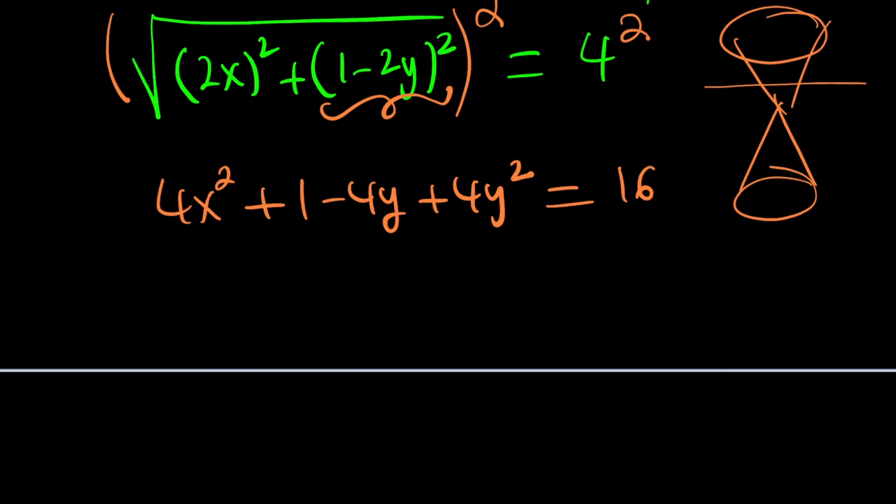Like if you make a horizontal plane like this, the cross section is going to be a circle. If you slant it, it's going to be an ellipse, so on and so forth, right? You get those conic sections, hyperbola, parabola. Which one is this? That's going to be the million-dollar question.